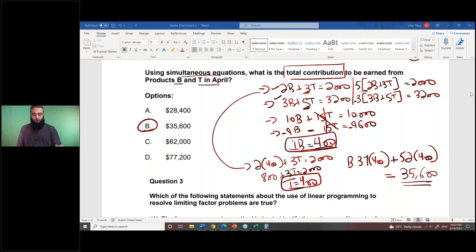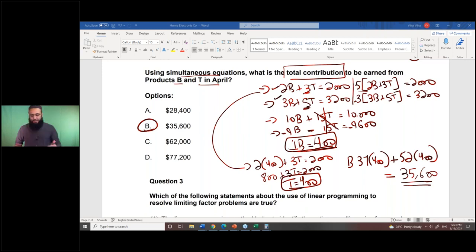Any questions up till now? Yes. Clear up till now, both the questions. I'm at the chat box waiting for your questions if you have any. 35,600. Simple, clear. Say yes or no.